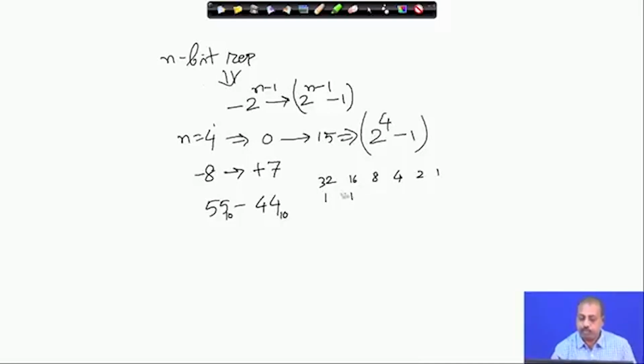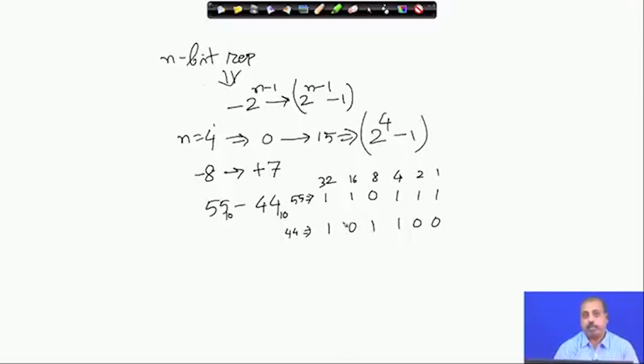So, this is 48, 32 plus 16, 48. Now, I cannot take 8 because that will make it 56. So, I have to take this 4. That will make us 52, and both of these should be 1. So, 1 1 0 1 1 1. That is the representation of 55. So, this is 55. For 44, again going by the same technique, 32 plus 8 is 40, plus 4 is 44.